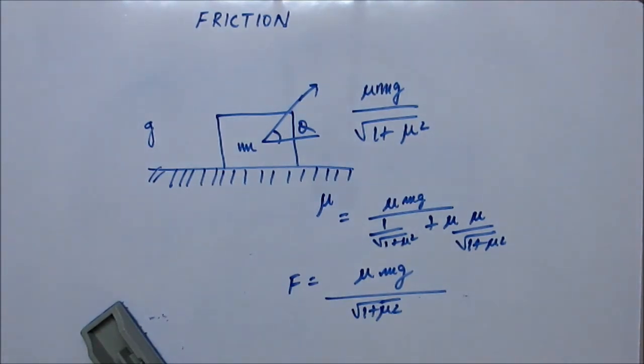So you'll not get minimum force when you're applying the force horizontally, rather you'll get minimum force when you're applying the force at an angle theta, which is equal to, tell me, which is equal to the angle of repose or the angle of friction with the horizontal.